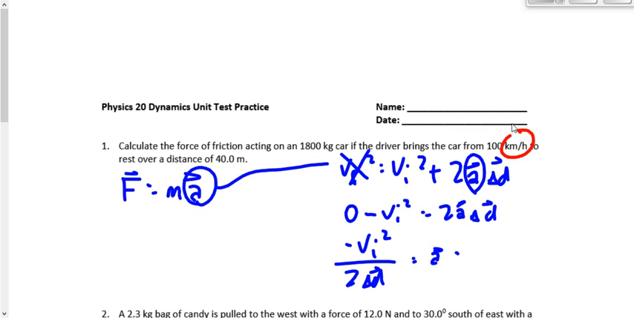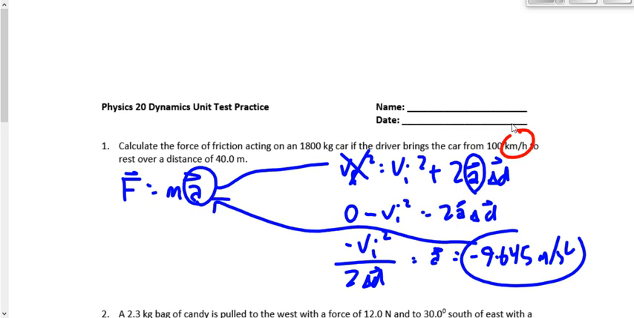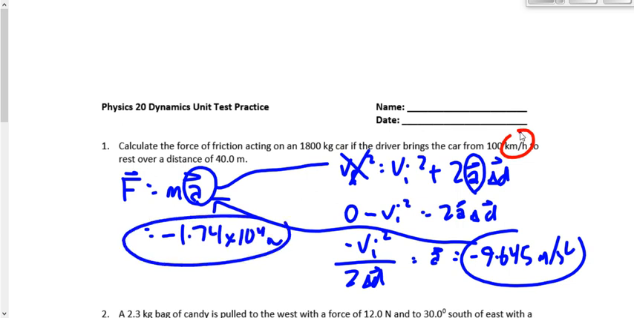I do. Negative 9.645 meters per second squared, which I now am going to sub into here along with the mass, and I'm going to get a value for the force of negative 1.74 times 10 to the 4 newtons. By the way, we circled this kilometers per hour because we remember we have to convert to meters per second, and to do that we would multiply by 1,000 and divide by 3,600. I think it worked out to be 27.778 meters per second, right? Which is, of course, the value we have to use in there for VI. Okay, does that make sense?